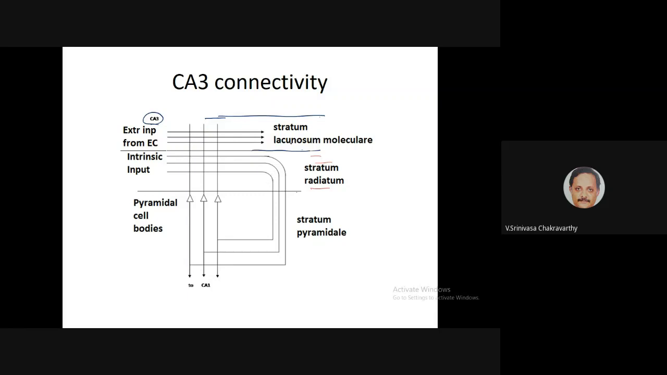I don't know what stratum lacunosum moleculare means. It sounds more like a magic spell from Harry Potter. Anyway, this is where the external input from EC comes in. These are the wires which carry the intrinsic signals from other pyramidal neurons in CA3. This is where you have the cell bodies of pyramidals.